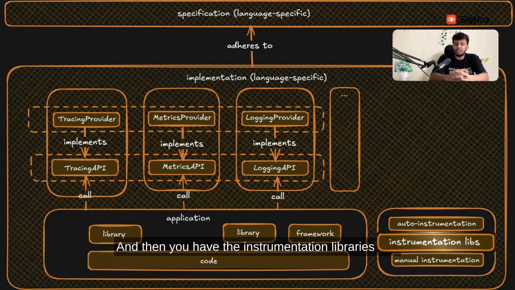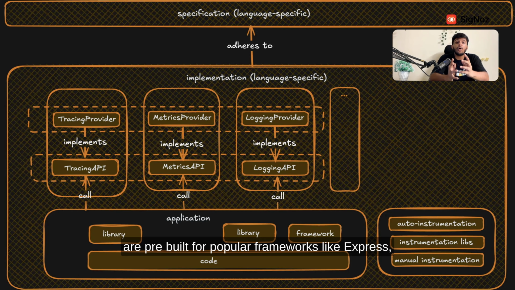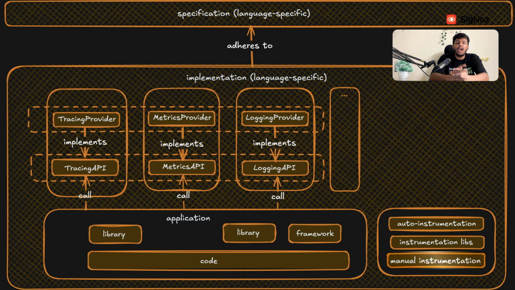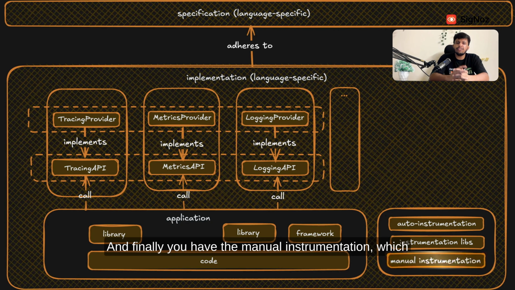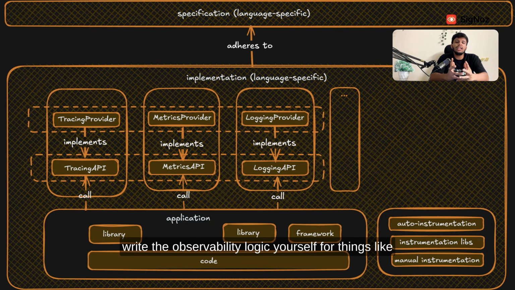And then you have the instrumentation libraries that are pre-built for popular frameworks like Express, Django, and Spring Boot. If your stack uses them, you're mostly covered out of the box. And finally, you have manual instrumentation, which is the most complex, where you have to write the observability logic yourself for things like a custom checkout flow or business-specific logic that no library would naturally understand. So, instrumentation is what gets your app talking.